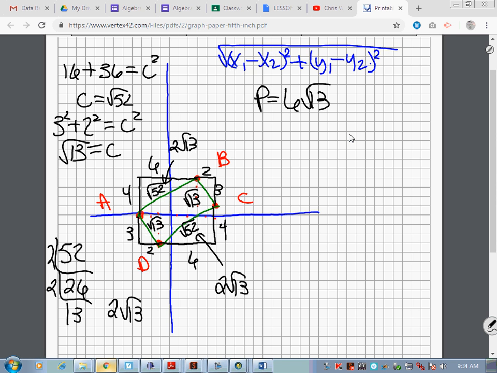Now let's see if we can find area. How do I find the area of a rectangle? Base times height, or length times width, right? So what am I multiplying here?